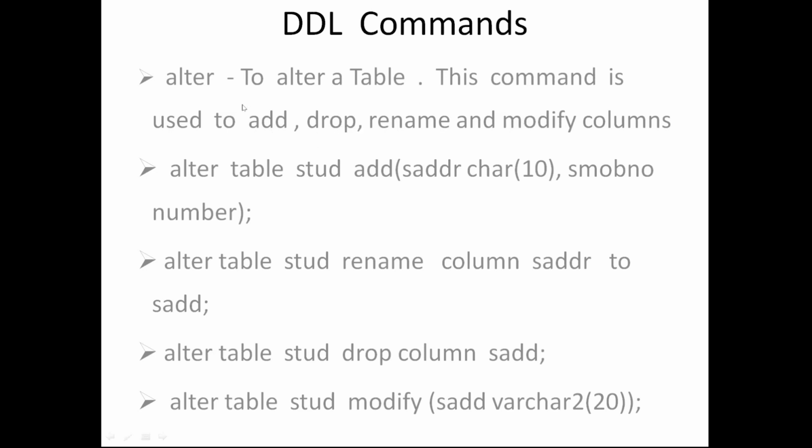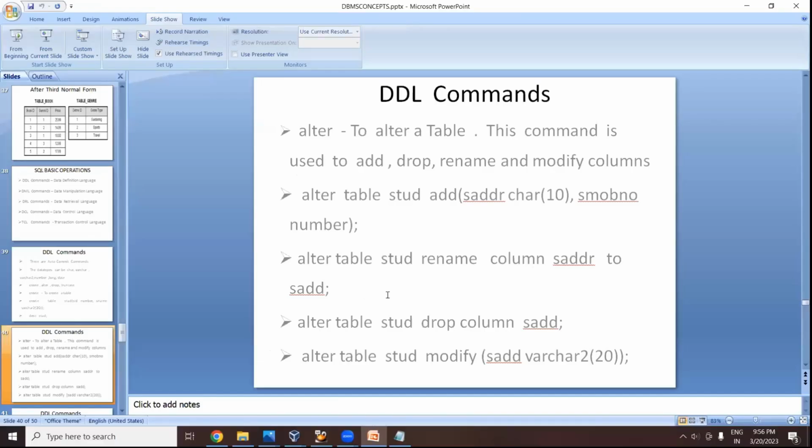So all these can be done using this alter command. So alter table, table name, add, then you give the columns like this. Okay, so till this let's wind up because much you'll be confused. Okay.